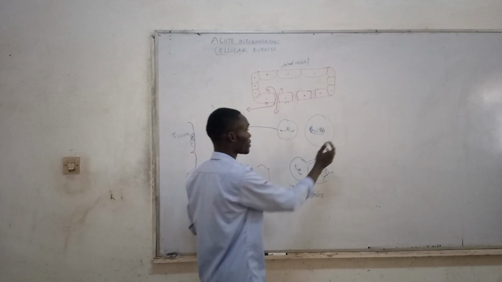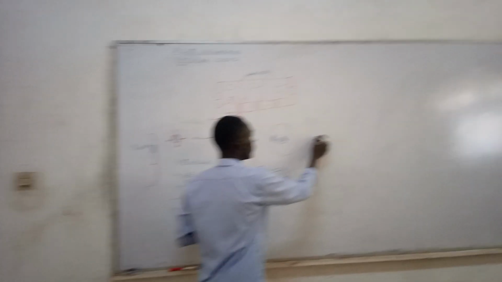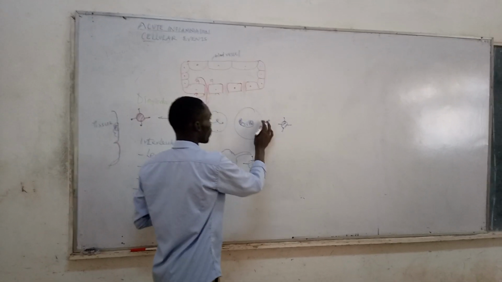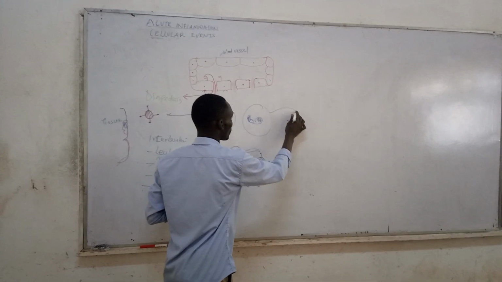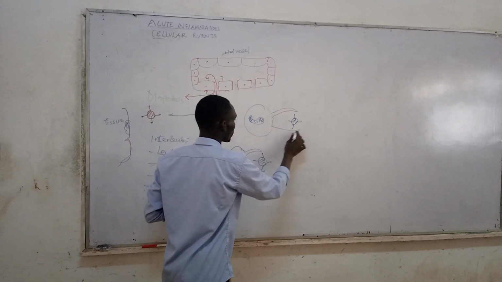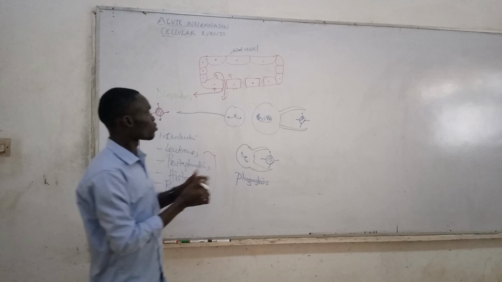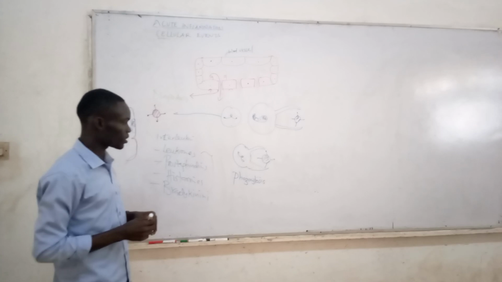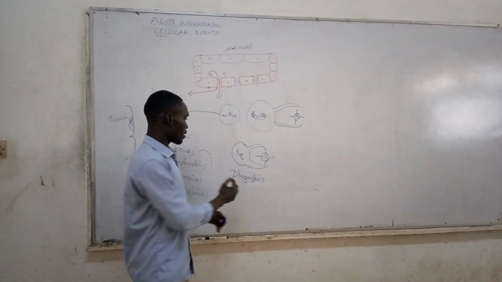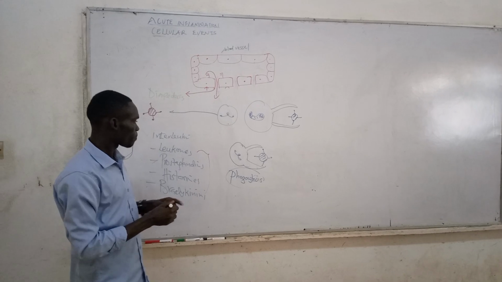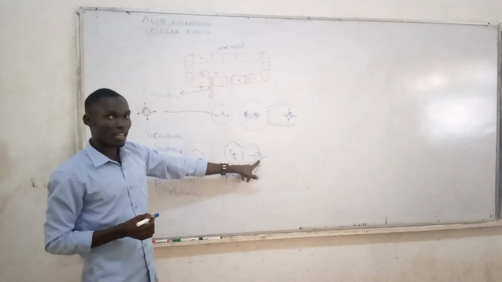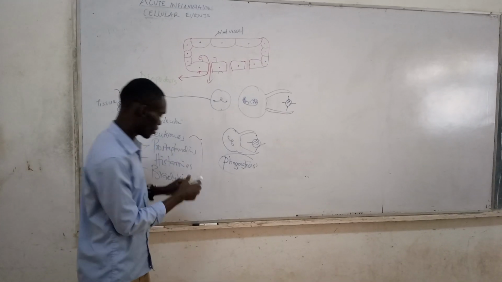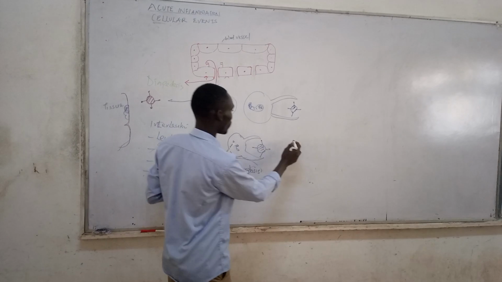We have the macrophages. The macrophages also do the same thing. We have the bacteria here. So the macrophages try to place some pseudopods to try to bring the bacteria in towards the cell. So the process is known as phagocytosis. So in the process of phagocytosis, the bacteria end up being in vesicles.